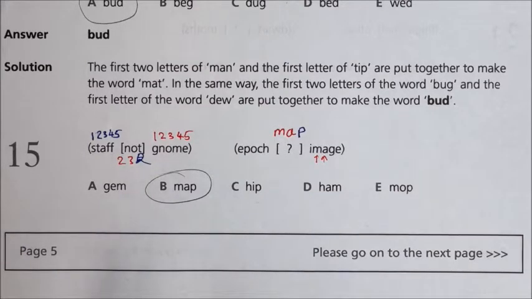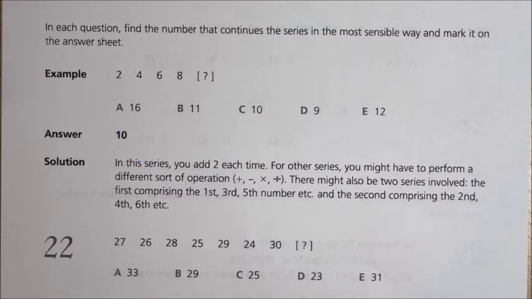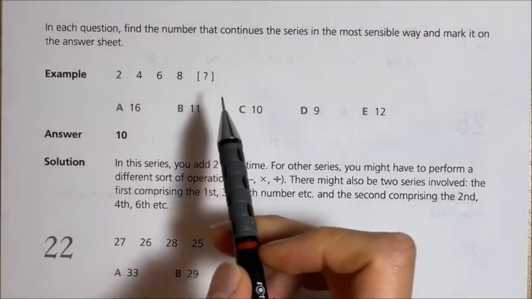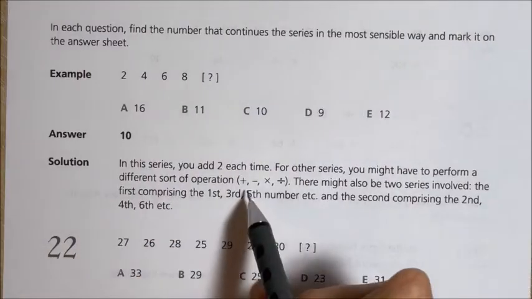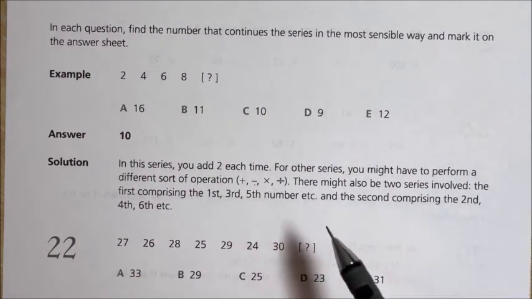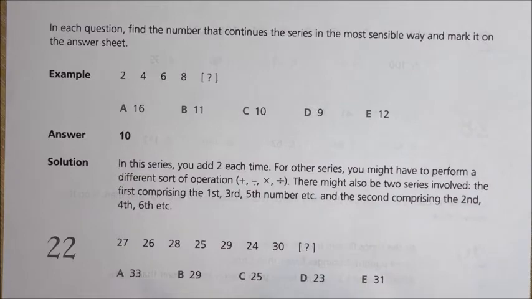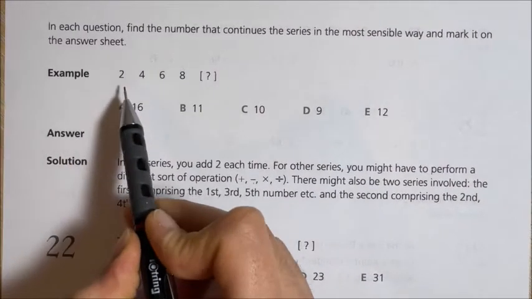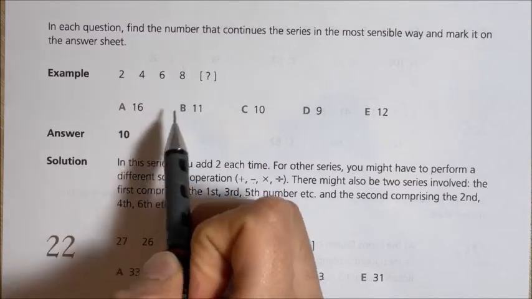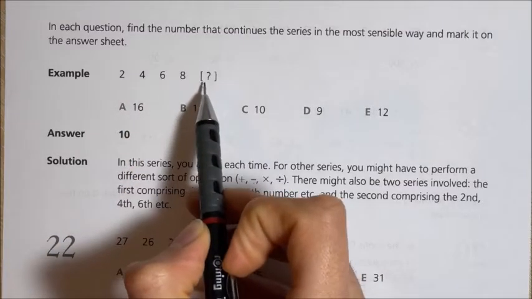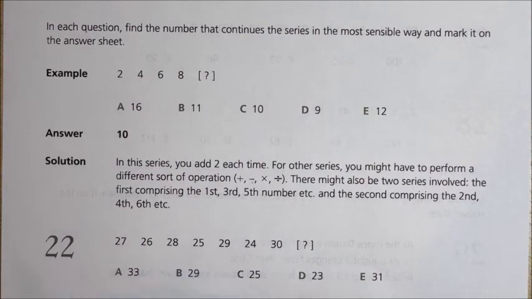In this next question, we have to find the most suitable way to continue a series of numbers. The series could be made up of any of the four basic operations: addition, subtraction, multiplication, and division. This series, we can see, goes 2, 4, 6, 8, and then a fifth number that we have to find.